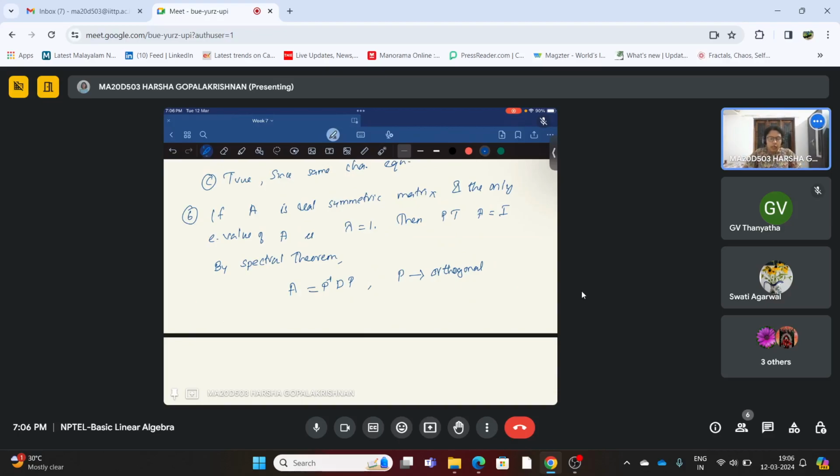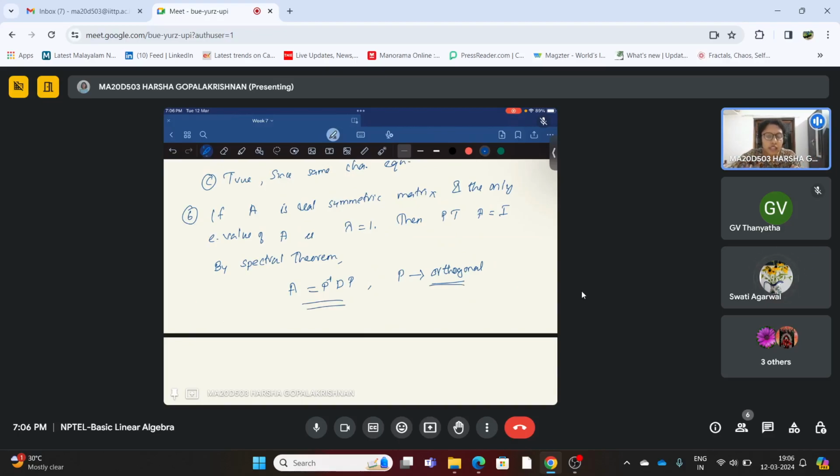Now, what is the given condition? The only eigenvalue of A is lambda equal to 1. Can you say what D is? D will have 1 on the diagonal, so D is the identity. So what is A? A is also the identity. That is what we want to prove, that A equals I. So this is just one application of the spectral theorem. We are not even using the orthogonality, only diagonalizability.